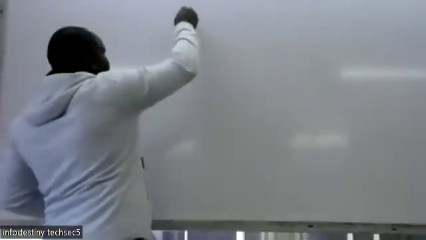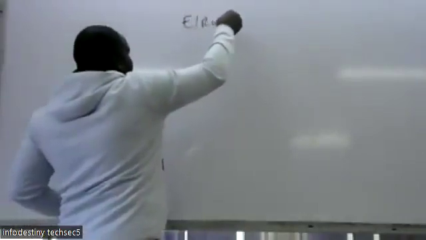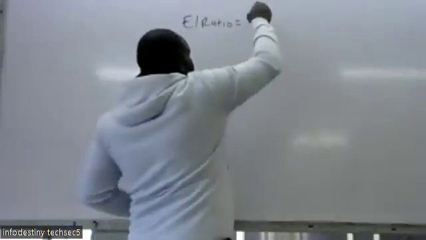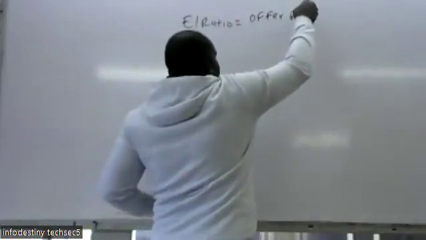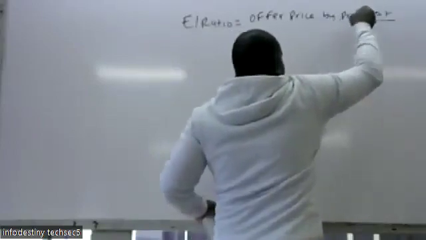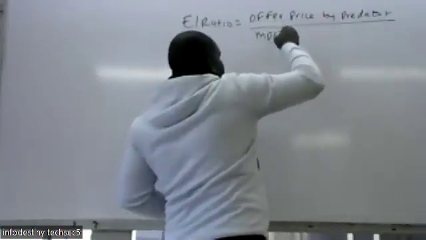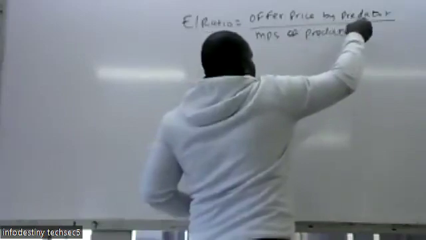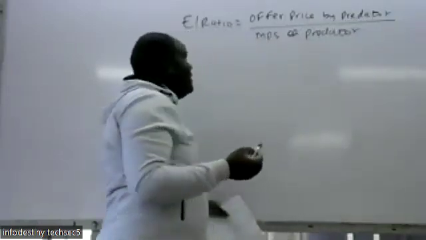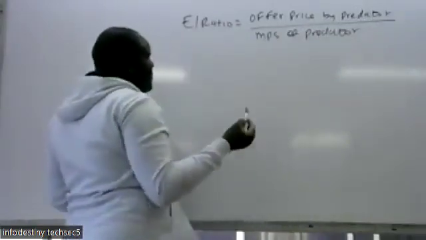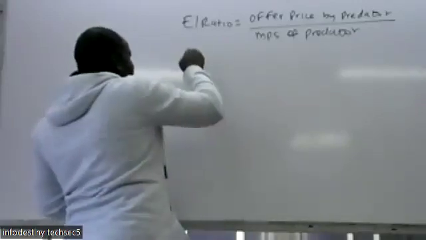So exchange ratio is supposed to be given by the offer price by the predator, divided by the market price per share of the predator. But the offer price must be the non-diluting offer price.